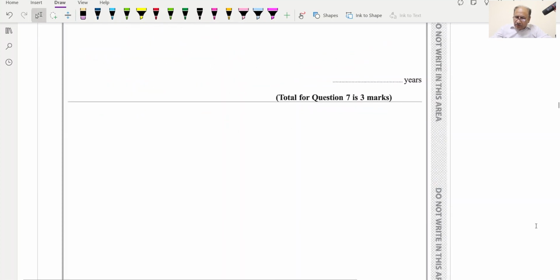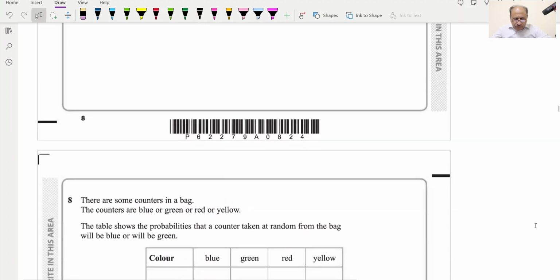This is done. We can write the answer at the proper place. 16.5. Final answer for 3 marks.